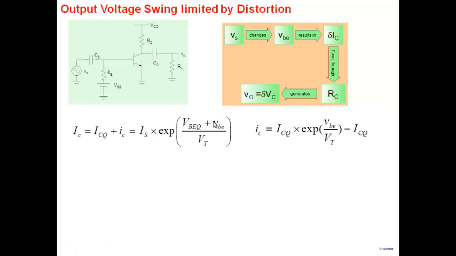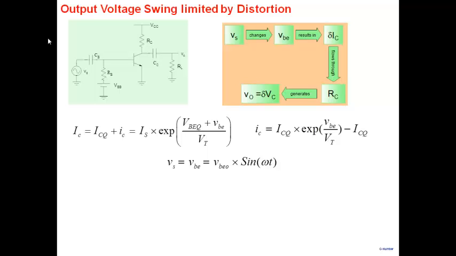Easily one can rearrange this equation: IC equal to ICQ exponent VB by VT minus ICQ. Note that when the small VB is absent, VB is 0, then IC is also 0, and ICQ is simply IS exponent VBEQ by VT. So this allows us to write it in this manner.